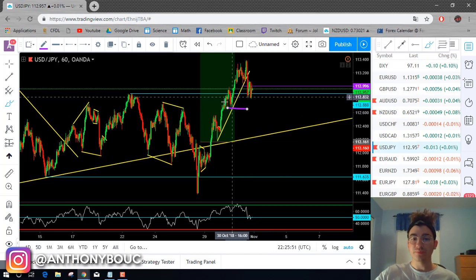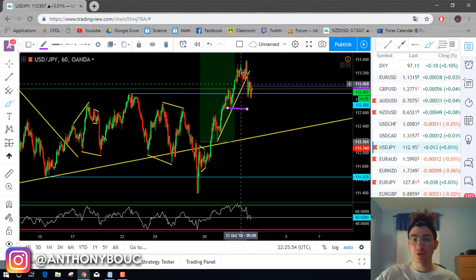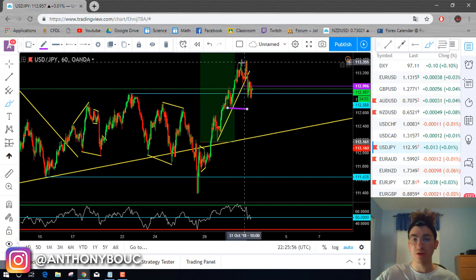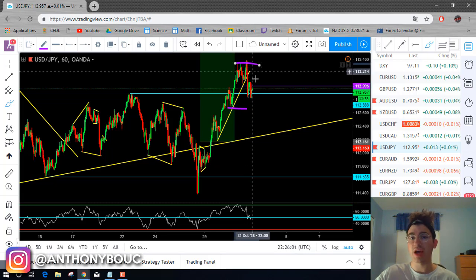So we got this correction, upside, another correction, upside. And so when we actually broke out of the correction, here you can see that we have a very small breakout, but it is still considered as a breakout.